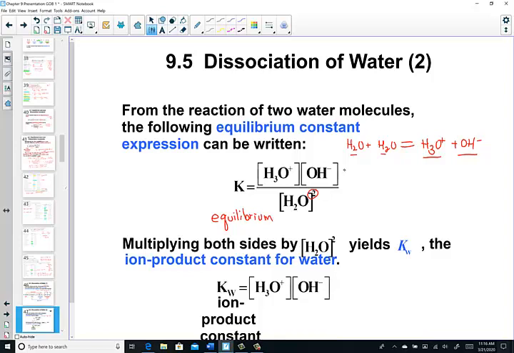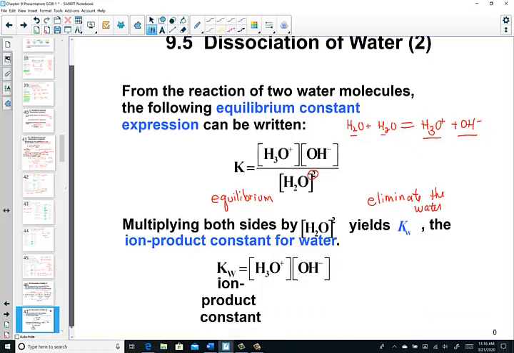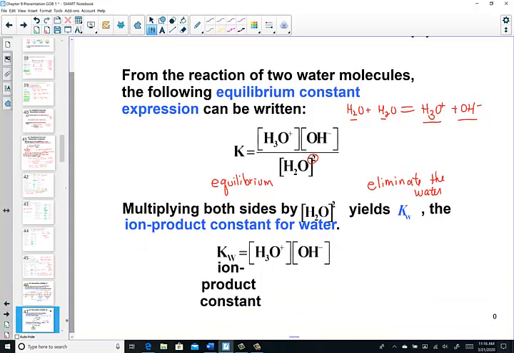So that means products over reactants, where the coefficients become the powers with which it's raised. Just as before with Ka, we eliminate the water. It really makes no sense to talk about the concentration of water. You can't have a concentrated solution of water and a dilute solution of water. It makes more sense to just drop it from the equation. So eliminate the water, and we get what's called the ion product constant for water.